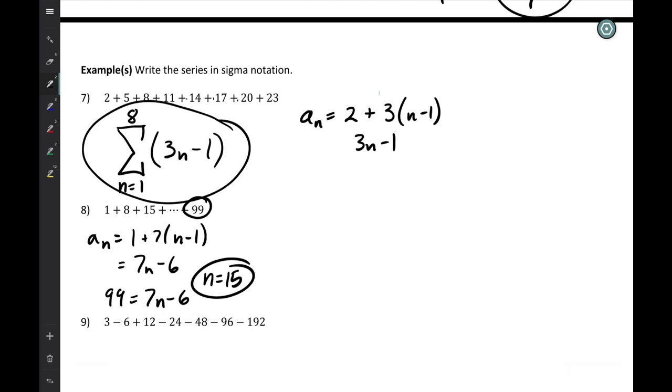Alright, now that I know n equals 15, and I know it's going to start at n equals 1, and I know my a sub n term, I can write my summation notation. This is going to be 15 up here. I'm going to start at n equals 1. Then we'll write the expression 7n minus 6.